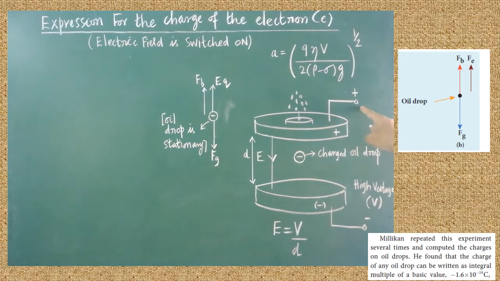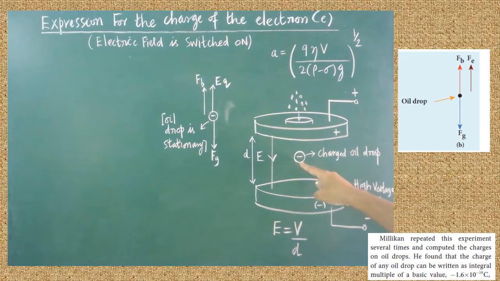Here, as soon as the electric field is switched on, what will happen? Across the two plates, a very high voltage is supplied. The voltage which is supplied across the two plates should be taken as V, and the distance between the two plates is taken as d. Here a very strong electric field is set up. The electric lines of force start their journey from the positive plate to the negative plate.